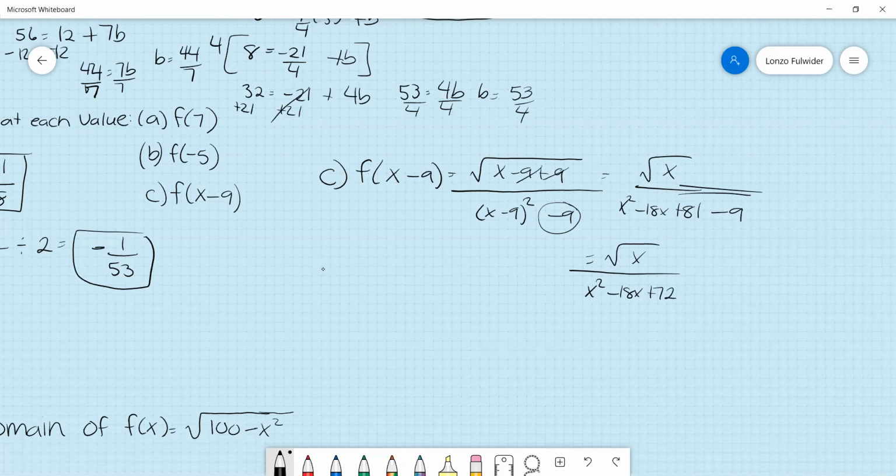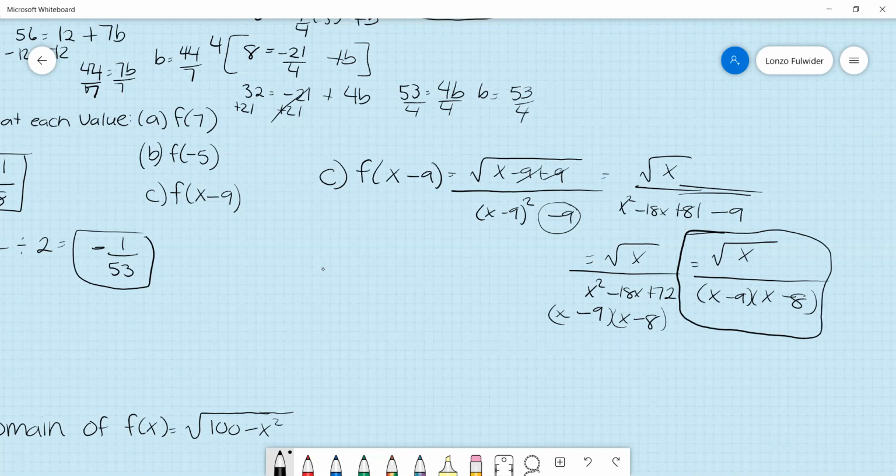Now, this x squared minus 18x can be factored, right? This is x, and then x minus 18. So your final answer is radical x over x times x minus 18. Nothing can cancel, so you're just going to leave it like this. Simple, right? So that was 6. Let's do 7.